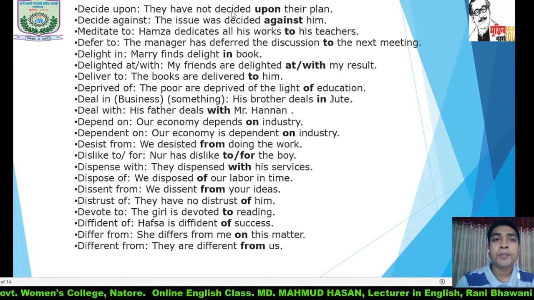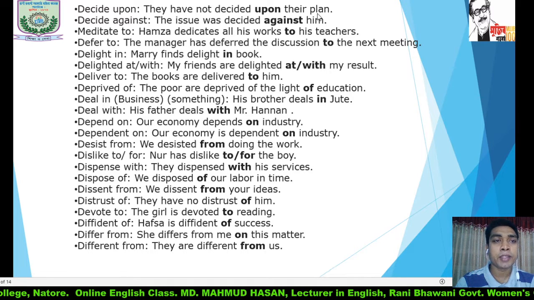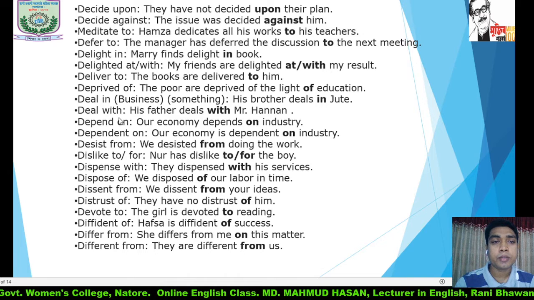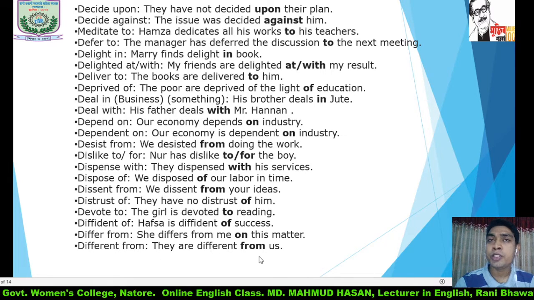Decide upon: they have not decided upon their plans. Delighted at: my friends are delighted at my results. Deal in: deal in is used in business. His brother deals in jute business. Deal with: behavior or treatment. His father deals with Mr. Hannan. Dependent on: our economy is dependent on industry. Distrust of: they have no distrust of him. Different from: they are different from us.